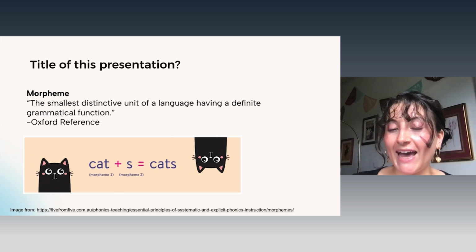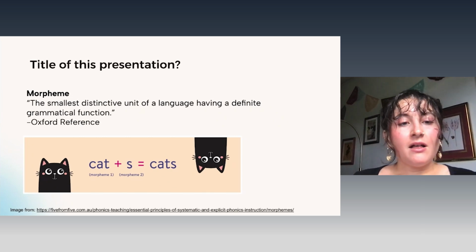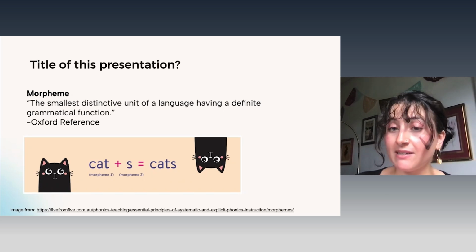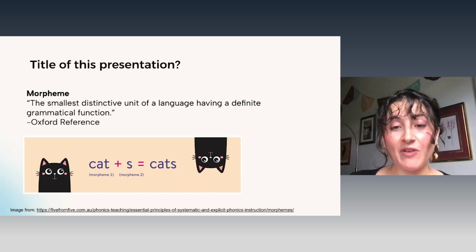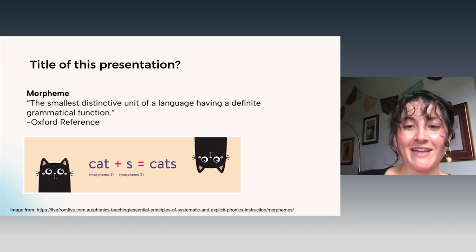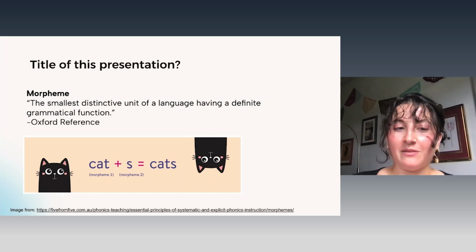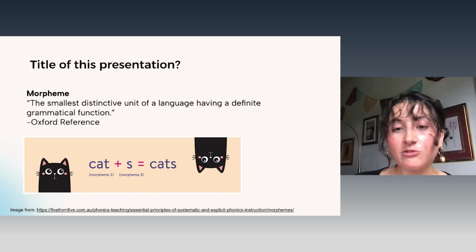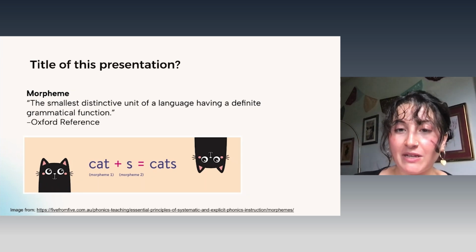However, if we have a word like cats, plural, now we have morpheme 1, cat, and s. Now s is meaningful. It tells us something. It tells us there's at least 2 cats. There's more than 1 cat. So that's what a morpheme is. So the word cats has 2 morphemes, cat and s. It's breaking down a word into the meaningful units.